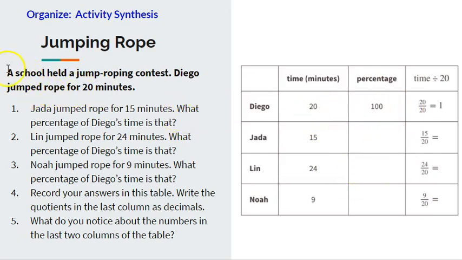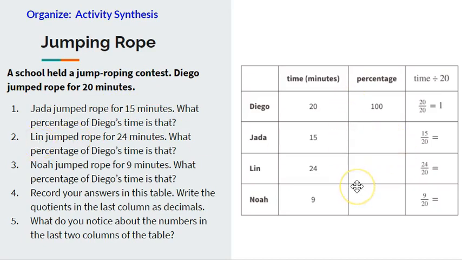So to find percentages of all of these jump rope contests, let's read through. A school held a jump roping contest. Diego jumped rope for 20 minutes. Number one, Jada jumped rope for 15 minutes. What percentage of Diego's time is that?